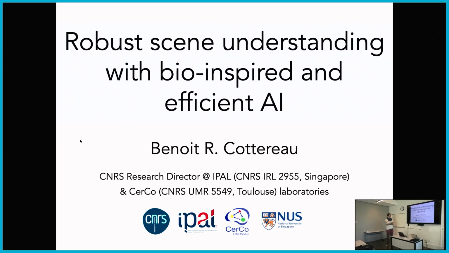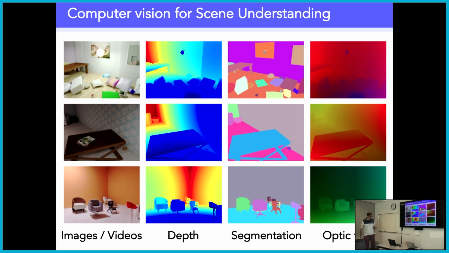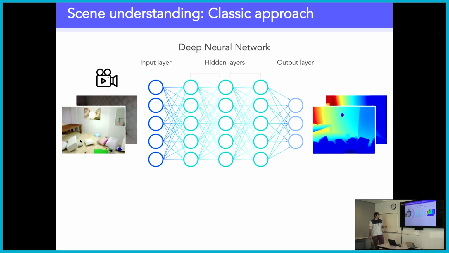I tried to give a broad overview of the different topics I'm interested in, with something I did over the very recent years and some perspectives about what I'm doing now and what I'm planning to do. My main interest is computer vision for scene understanding. I want to extract, from either images or videos, information that could be important for robotic and embedded systems, such as the depth information, the segmentation of the scene, or the optic flow.